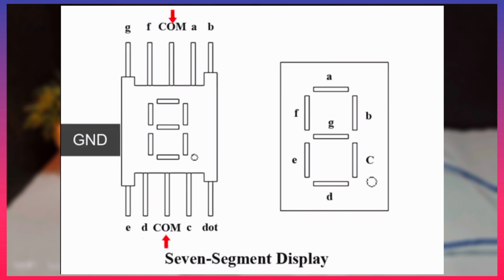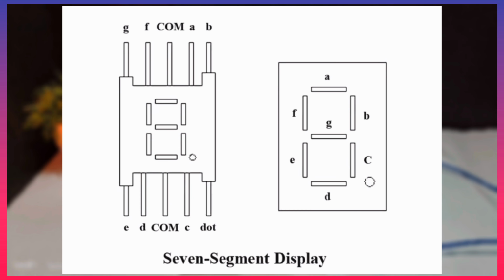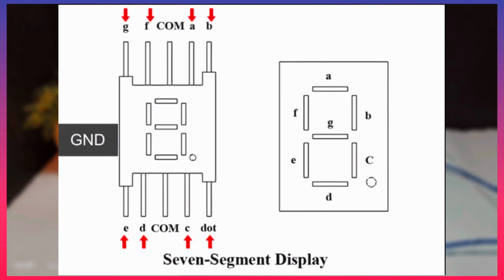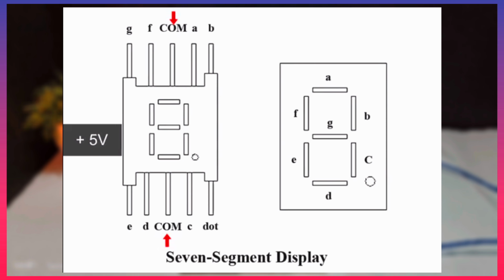The common anode display is exact opposite. Here, pins A, B, C, D, E, F, G and dot must be connected to the ground, and the 2 common pins must be connected to plus 5 volts.